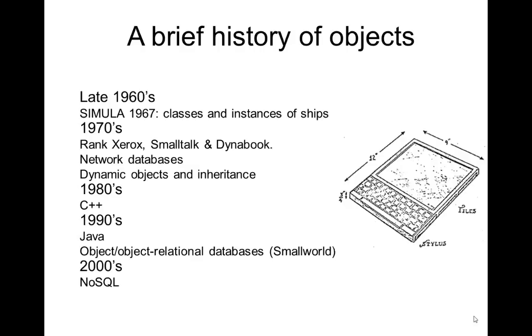Also in the 1970s, the first object databases were developed, particularly as implementations of network databases. And the objects themselves were developed, so we could now have dynamic objects, whose attributes could change through time, and the concept of inheritance was introduced. Now we'll meet inheritance in a minute.